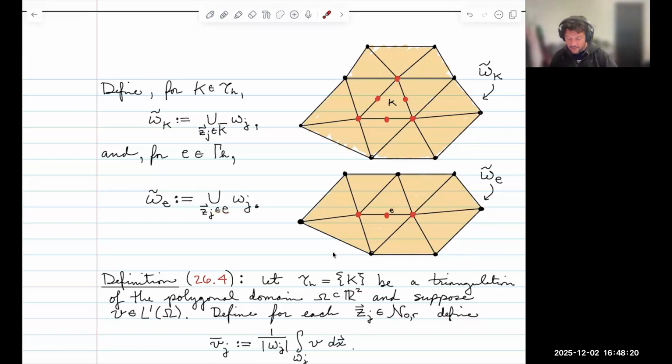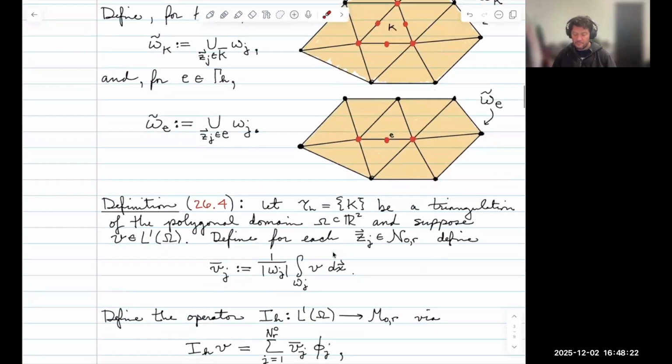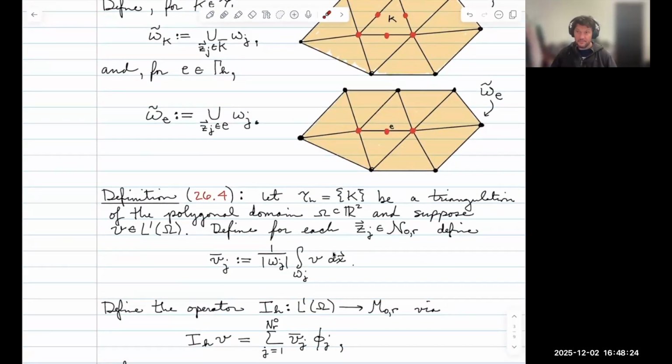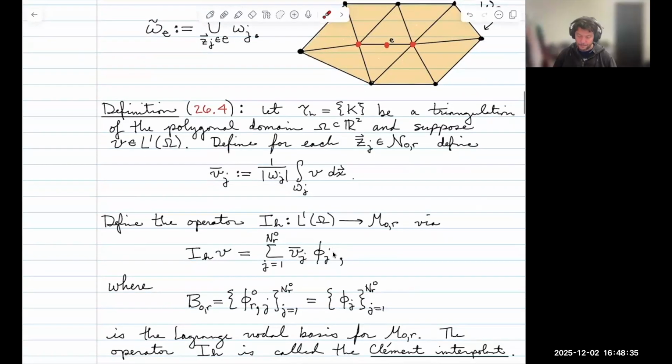Now, here's why I made all these definitions. These are going to be useful to me in this proof that I'm going to do in a moment. I'm going to do a construction next for what's called the Clément interpolant. Why do I need a new interpolant? Well, I need an interpolant for functions that are not necessarily continuous. So let's take a function that's in L1.